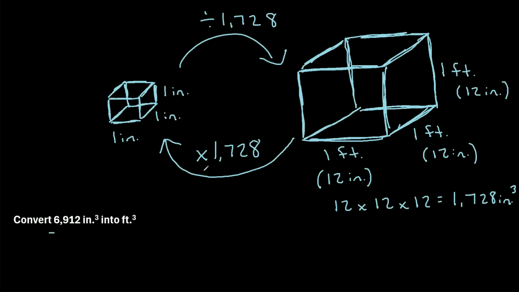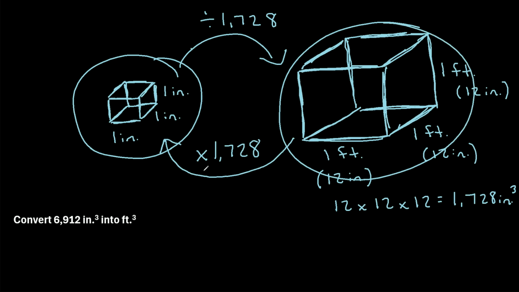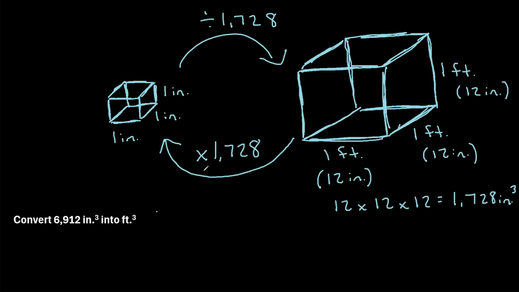Let's say that we want to convert 6,912 cubic inches into cubic feet. How could we do that? Well, remember, when we go from cubic inches to cubic feet, we have to divide by 1,728. So all we have to do here is take the 6,912 and divide by 1,728. And when you punch that into a calculator, 6,912 divided by 1,728, that comes out to 4. So 6,912 cubic inches is equal to 4 cubic feet.